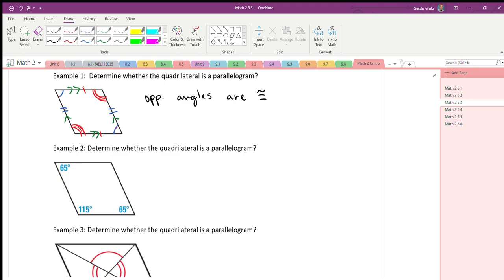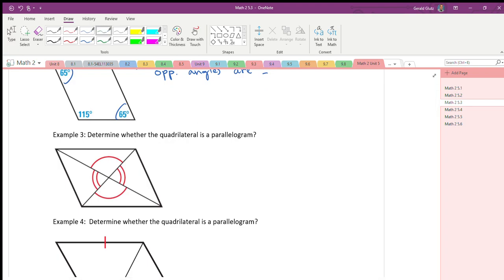So in example 2, we can see right away that these two angles are congruent to each other. So again, the answer would be yes. So you could write yes if you want, because opposite angles are congruent.